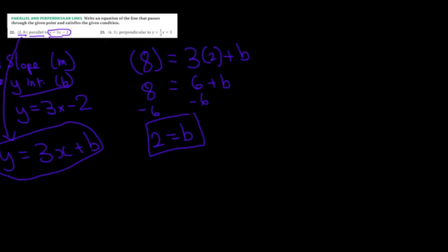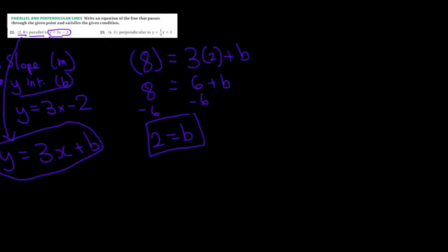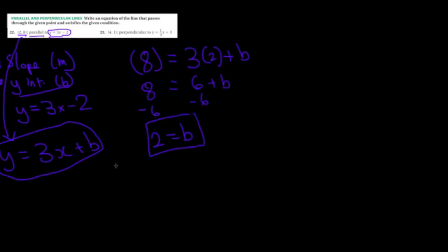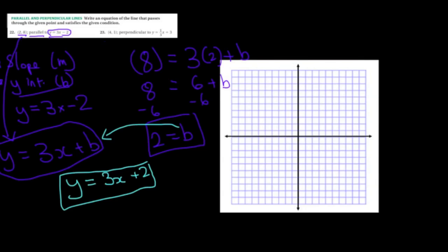And now our final equation, I'm going to do this in turquoise. Our final equation is going to be y equals 3x, put the 2 in here, plus 2. Now I'm just gonna graph these two and put them on our graph over here.